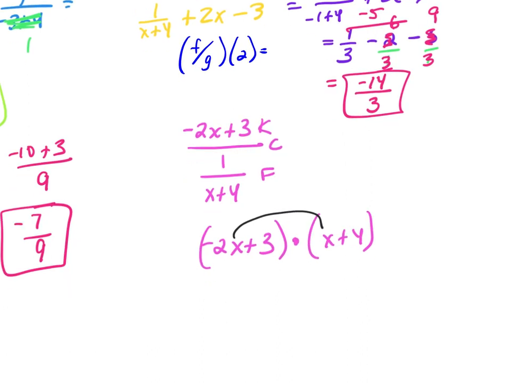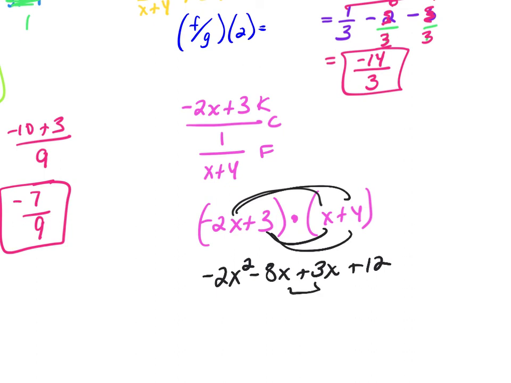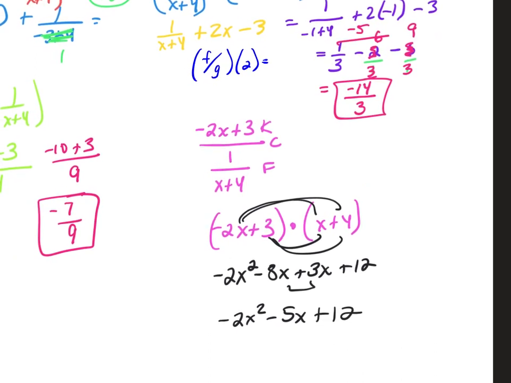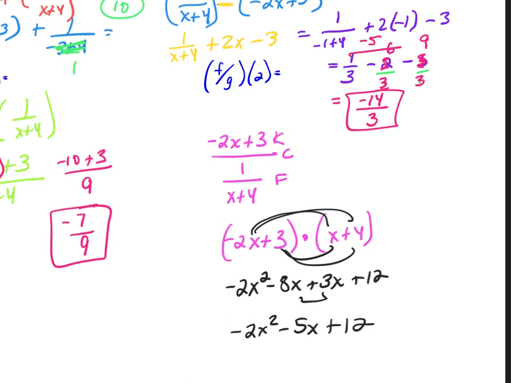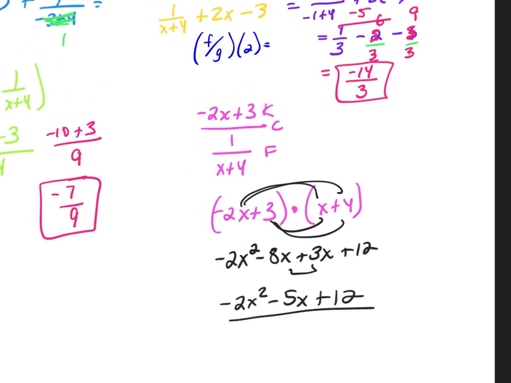What's negative 2x times x? Negative 2x squared. Negative 2x times 4 is negative 8x. 3 times x is 3x. And 3 times 4 is 12. Can I combine anything else? Negative 8 and 3, good. So this is negative 2x squared minus 5x plus 12. Now that everything is all completely simplified, we're good to go. We have divided successfully f divided by g.